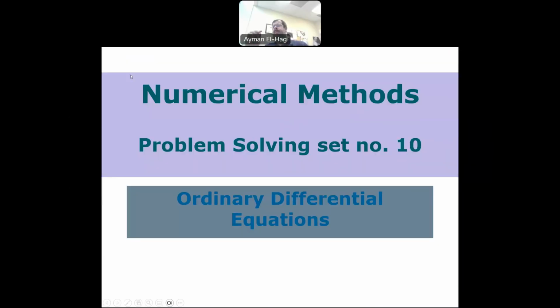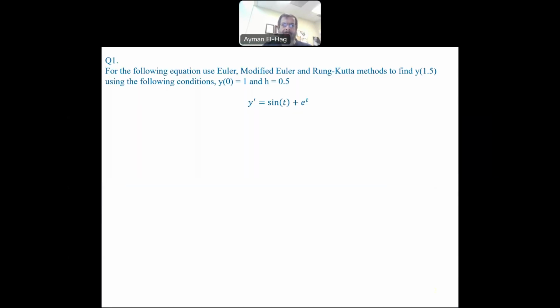Hey everyone, and welcome to this set of numerical practice problems. The topic that we'll cover today is ordinary differential equations. We will have two questions. The first one will be about an initial value problem, and the second one will be about a boundary value problem. So let's start with the first one.